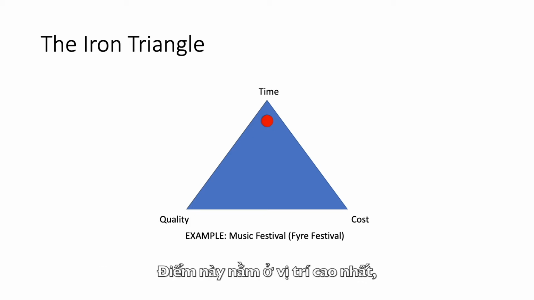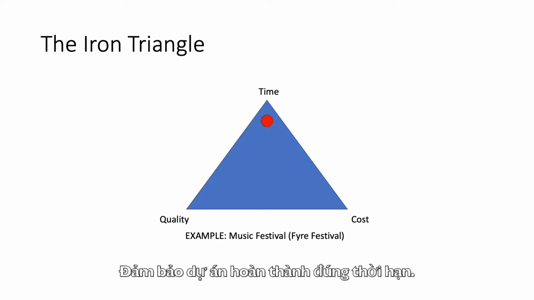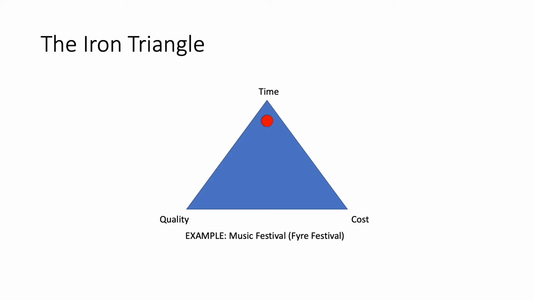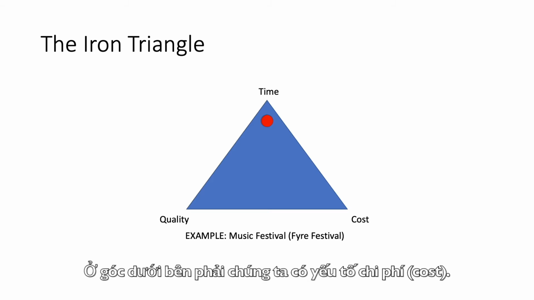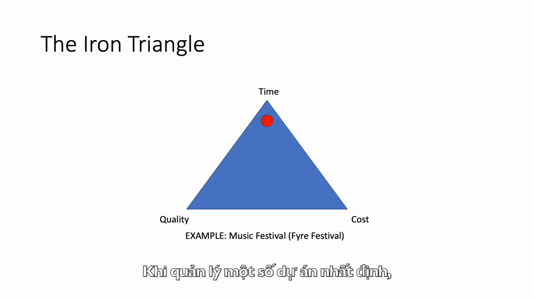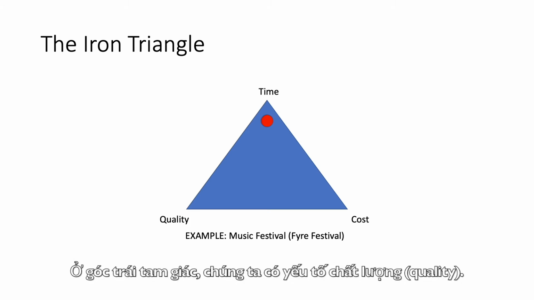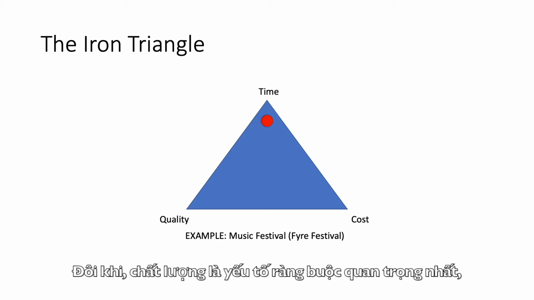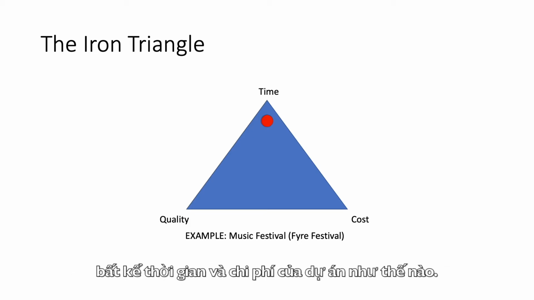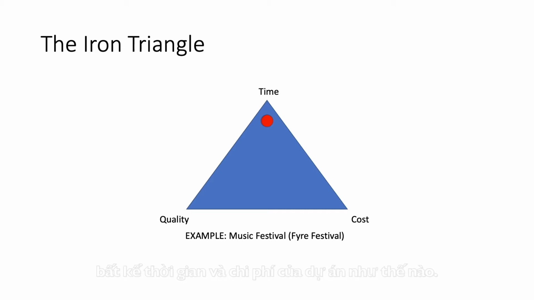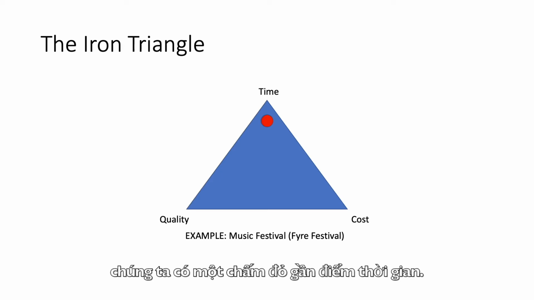The highest value closest to the point means that this is by far the most important aspect of managing the project, making sure the project is completed on time. On the lower right corner, we have cost. Some projects are managed such that cost is the most important parameter for success. And then in the far left corner, we have quality. Quality sometimes can be the most important constraint, no matter what the amount of time or what the amount of cost.